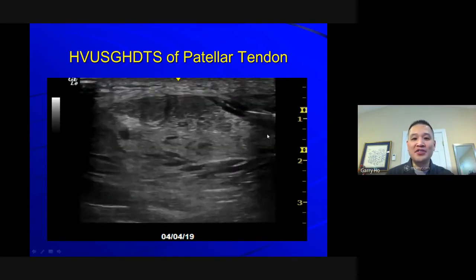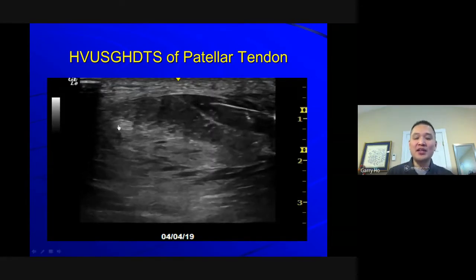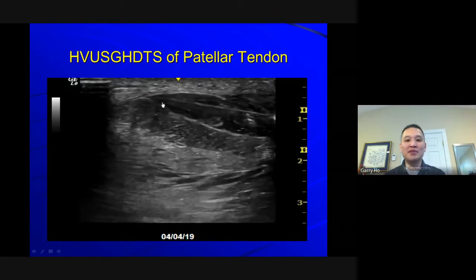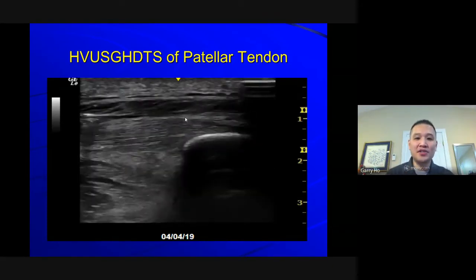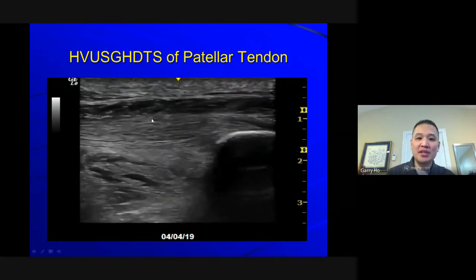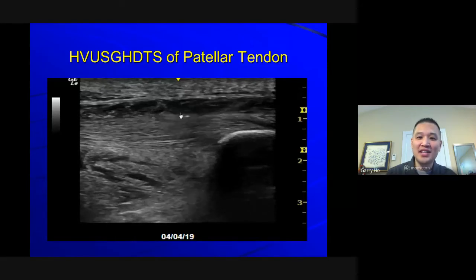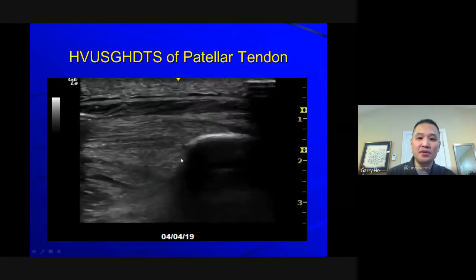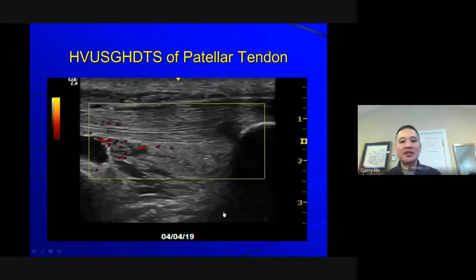Once I'm done hydrodissecting and scraping the posterior surface of the tendon, because he also had one or two Doppler signals on the anterior aspect, I also hydrodissected and scraped the anterior aspect. He has significantly less adhesions anteriorly, but to be complete, there's one right there. I just wanted to complete that.